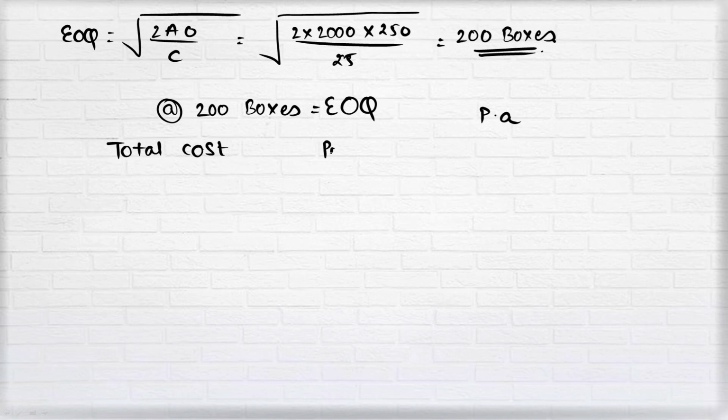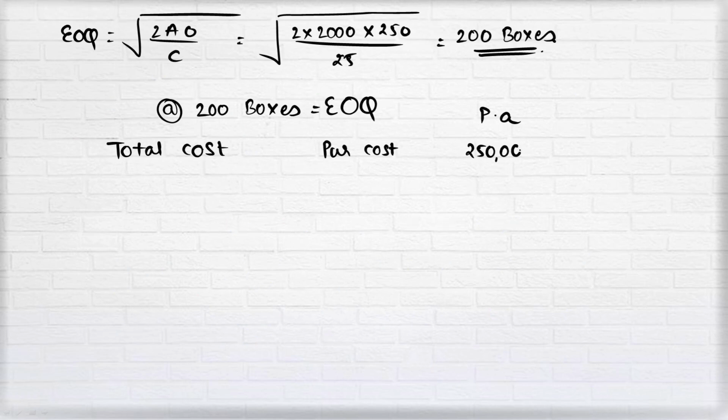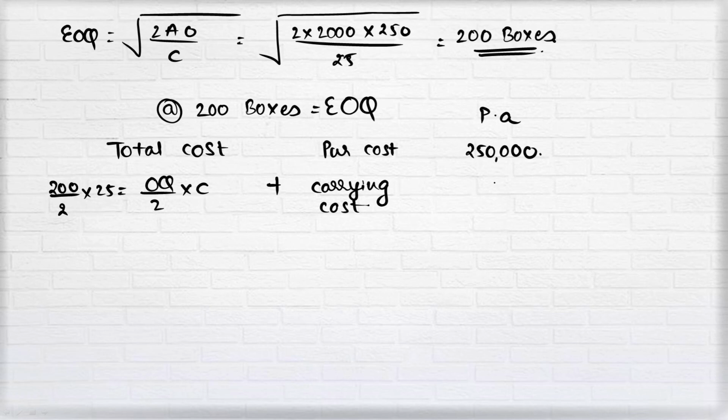Per annum, your purchase cost is going to remain same, 2,50,000. I am finding out my carrying cost. Carrying cost can be found out by OQ divided by 2 multiplied by C, which is equal to 200 divided by 2 multiplied by 25. It is 2500 plus ordering cost. Use the formula, it will be 2500.